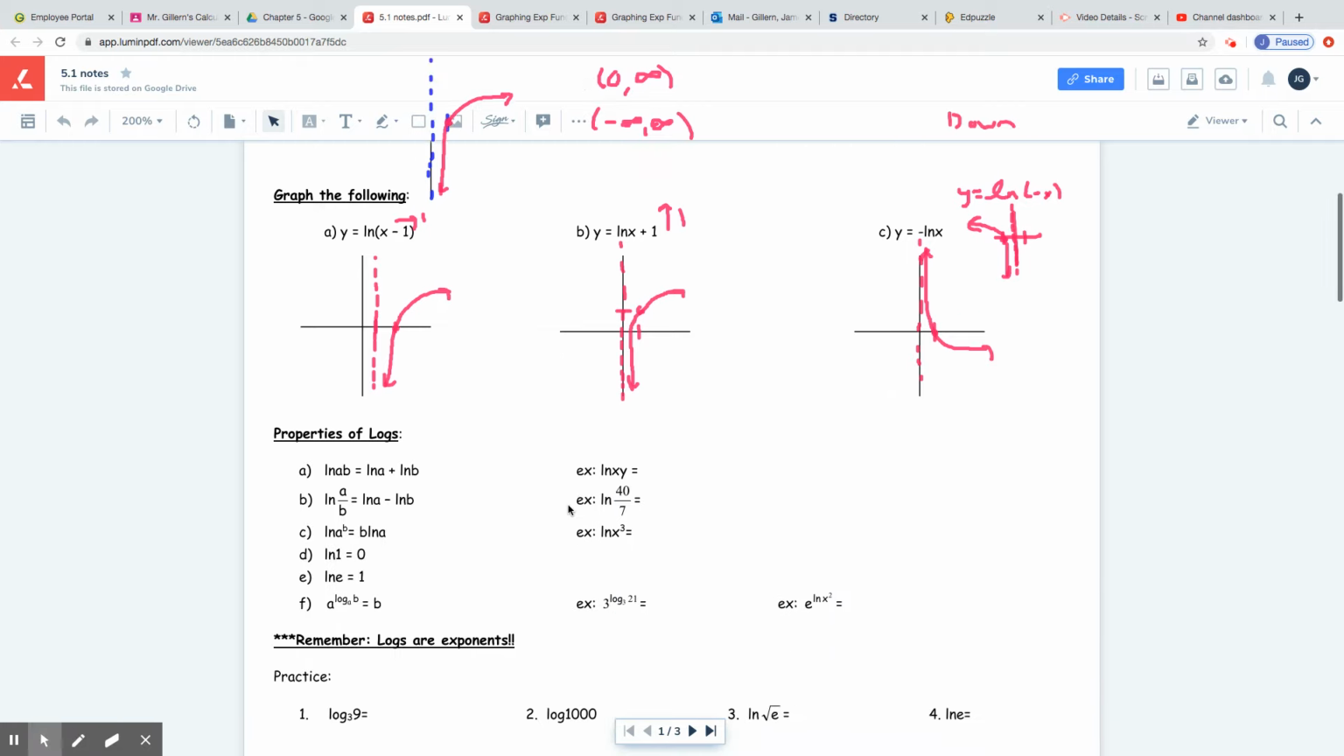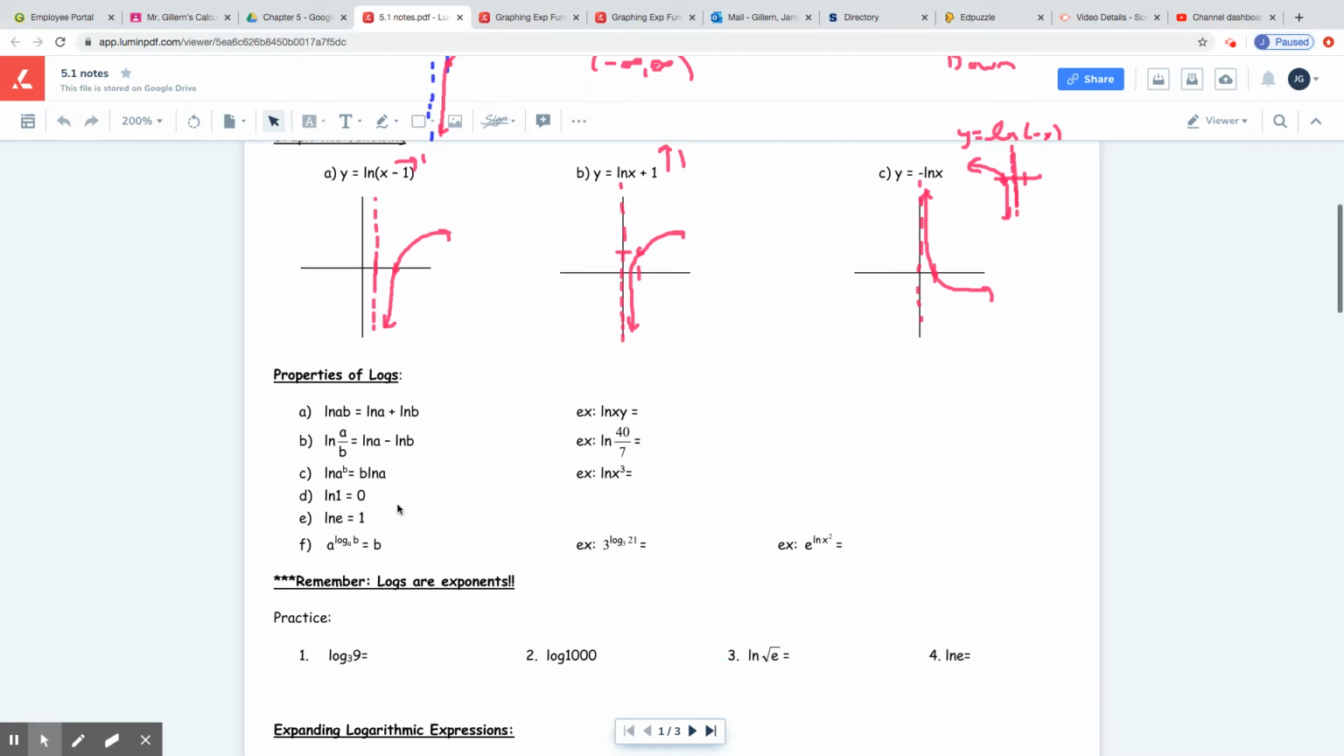Now some properties of logs, which most of this should be review. If you have the natural log of 2 things being multiplied together, natural log of a times b, you can split it up by addition: the natural log of a plus the natural log of b. Remember, this is expanding. So for example, natural log of xy is the same thing as the natural log of x plus the natural log of y. If you're dividing 2 things, you can split it up by subtraction. So natural log of a divided by b is the same thing as natural log of a minus the natural log of b. So the natural log of 40 over 7 is the same thing as the natural log of 40 minus the natural log of 7.